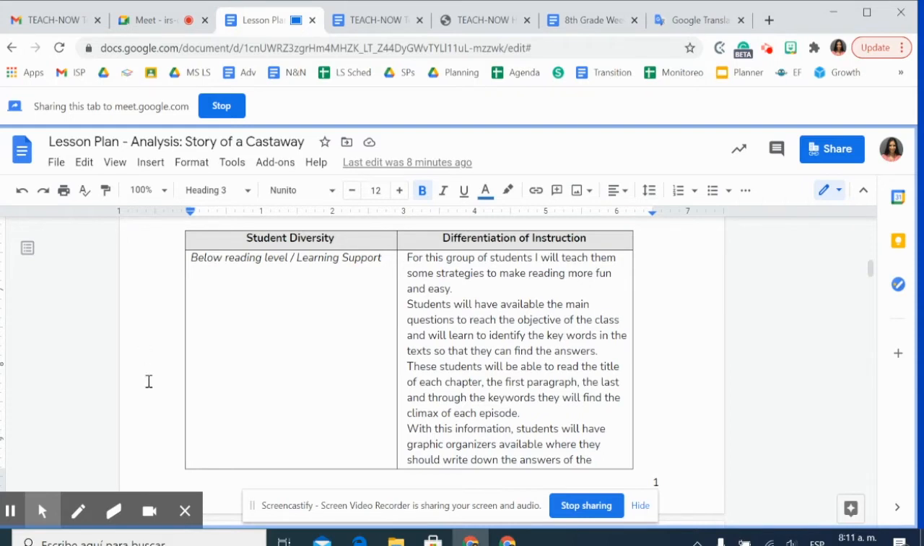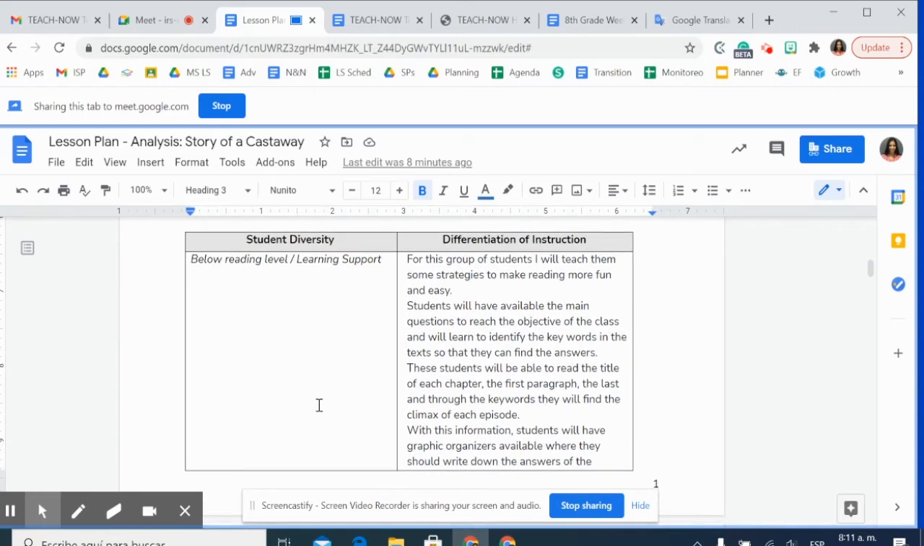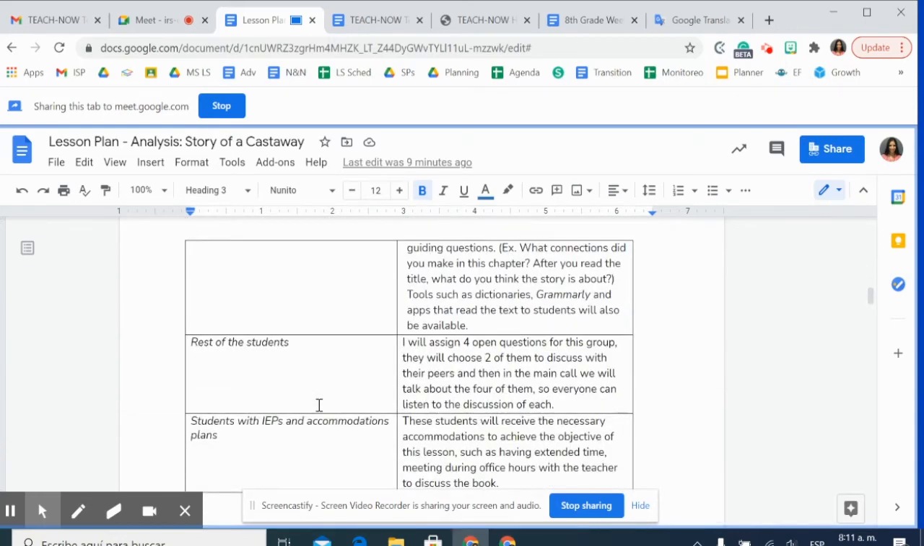That way, I think they're going to feel more motivated and chunk the book so they don't feel like they have to read the whole book for one specific date. Also, I'm going to give them graphic organizers so they can write in every chapter the main idea and the details they have to remember. And something very important too for them is that I'm going to give them guiding questions so they know what they need to look for in each chapter, like the important information they need to know in each chapter. So these are some strategies that I am going to use for my learning support below reading level students.